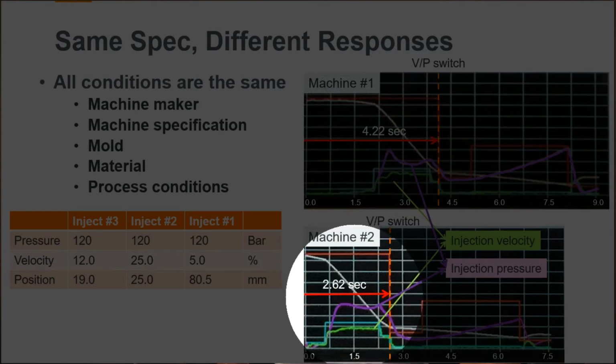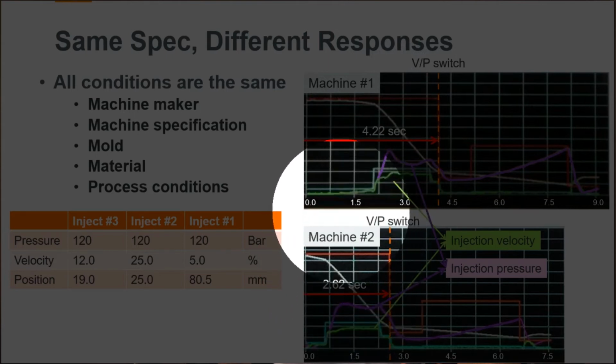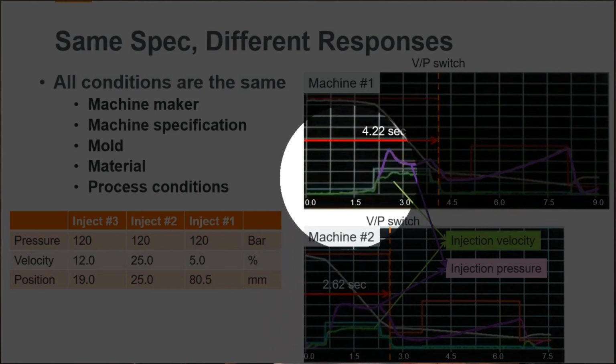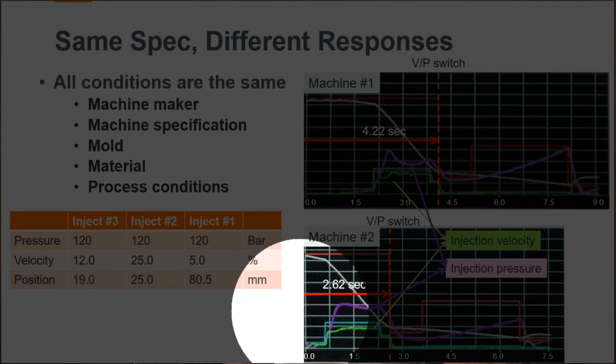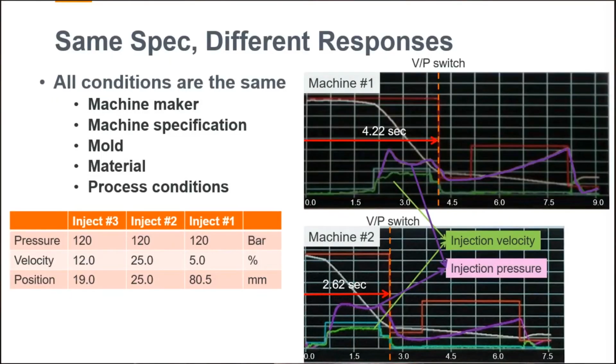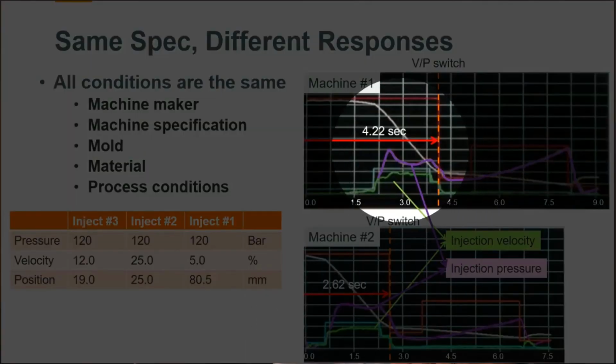2.62 seconds. If we look at the beginning of the injection, as we can see, machine number one has a delay time of a little over 1.5 seconds. But machine number two, the delay time is actually less than 0.5 seconds. So even if they are two identical machines, they have different response time.